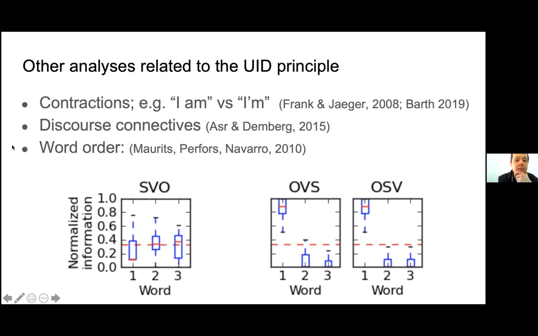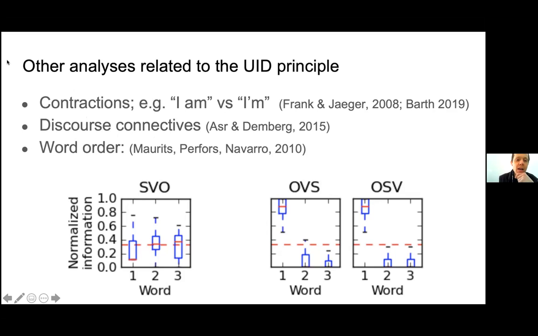Couple of other very quick examples. UID has been applied to the use of contractions, so I am versus I'm. And again, some evidence supporting the UID idea. Longer form tends to be used when it's less predictable. It's been applied to the use of discourse connectives, so things like however and indeed. And again, the finding suggests that those connectives tend to be included when material is less predictable.